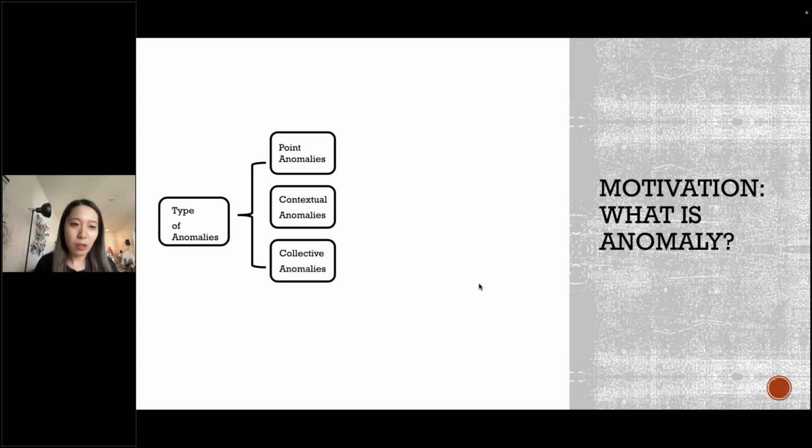The first one is called point anomalies, which is the most familiar one. It means an individual data instance can be considered an anomaly if it is very far away from the rest of the data. For example, in this plot I grabbed from that paper, O1, O2, and O3 we can consider as point anomalies because they stay very far away from the rest of the group. So if we have anomalies like this, they are probably point anomalies.